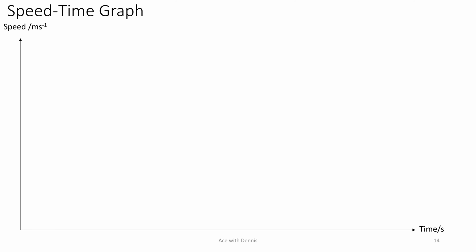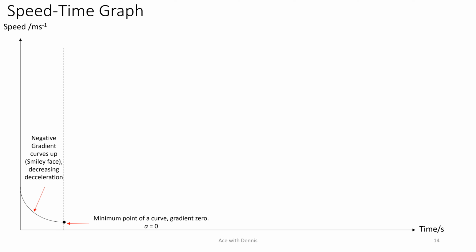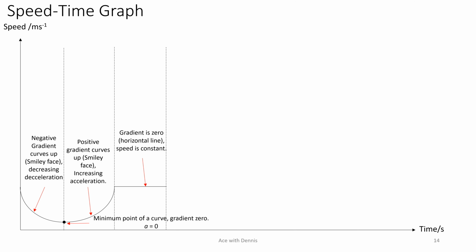This slide shows the speed time graph. For this case, the negative gradient curves up, which is a smiley face. It means it is decreasing deceleration. This is the minimum point of a curve. The gradient is zero, which means acceleration is zero. This is a positive gradient that curves up, which is a smiley face, which means increasing acceleration. When the gradient is zero and it is a horizontal line, the speed is constant.